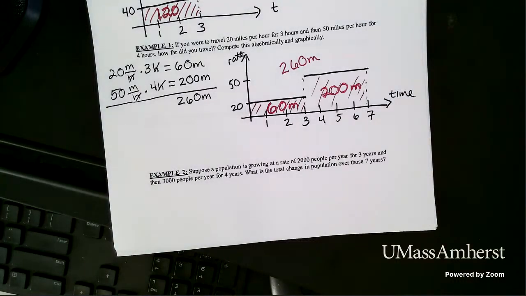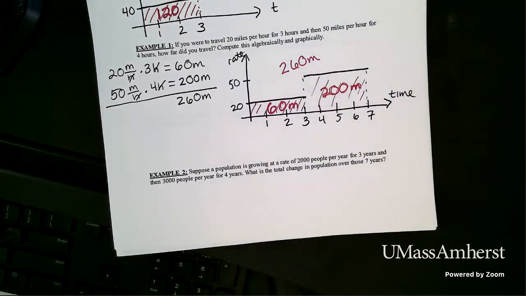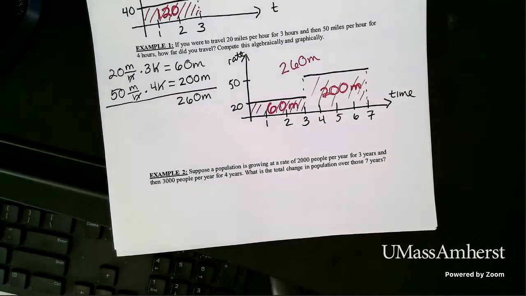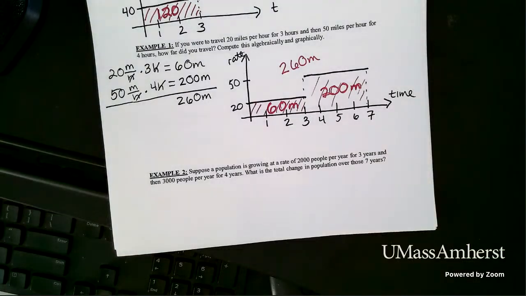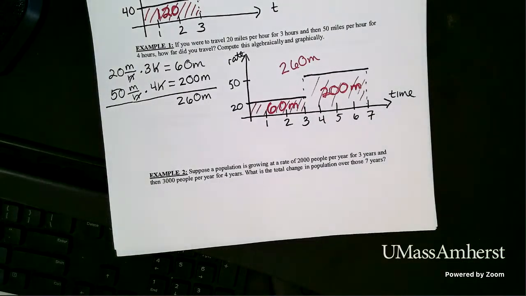So again, I want you to take 2 minutes, think about what is your rate, what is your time, how do we do this algebraically, how do we draw a graph to represent this? So take about 2 minutes, and then we'll go through it together.